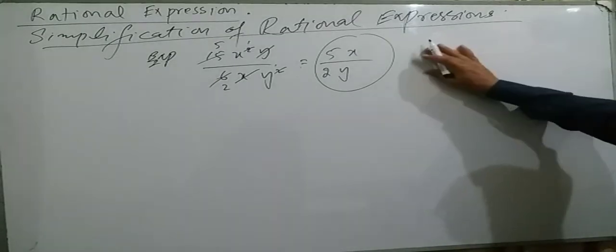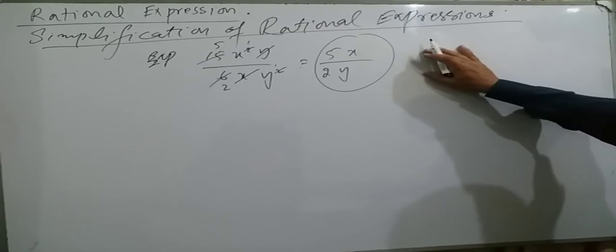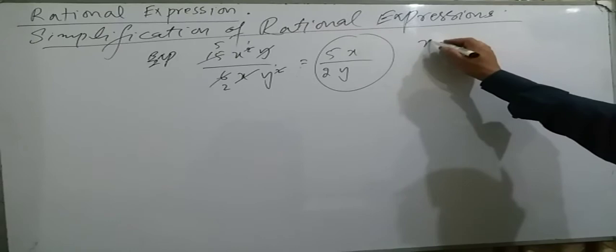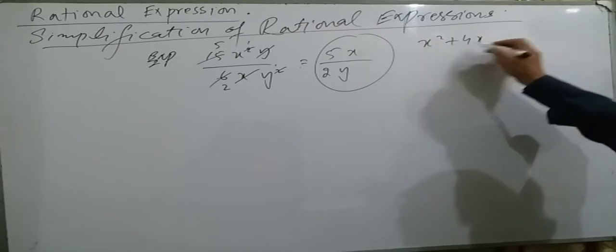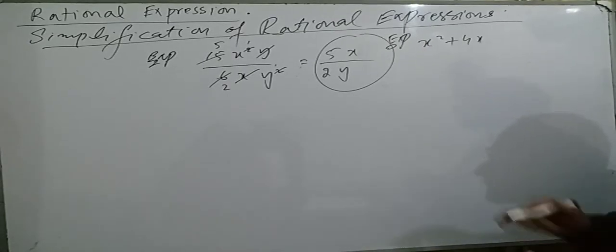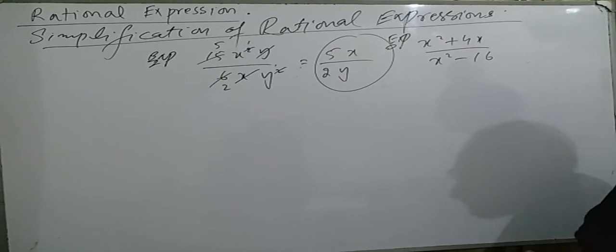Another example, in case we have double term expressions and we need to do simplification, how can we do it? For example, if we have x square plus 4x divided by x square minus 16, like this.